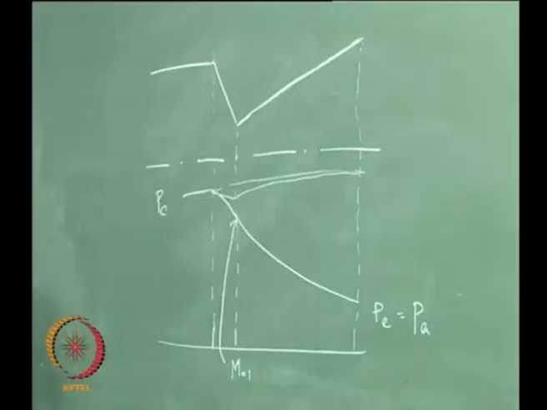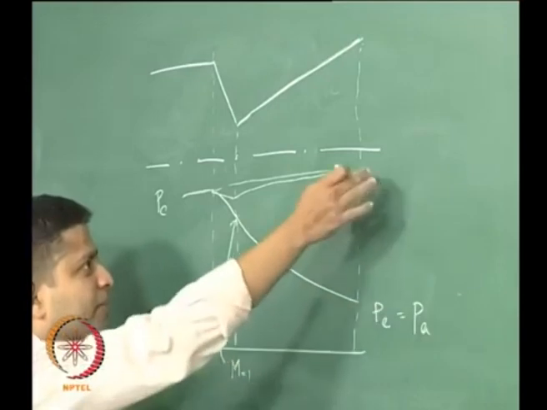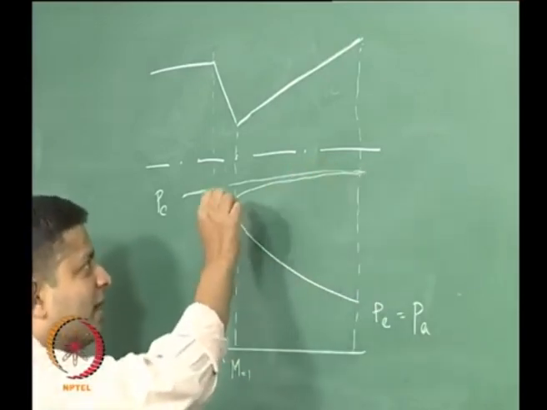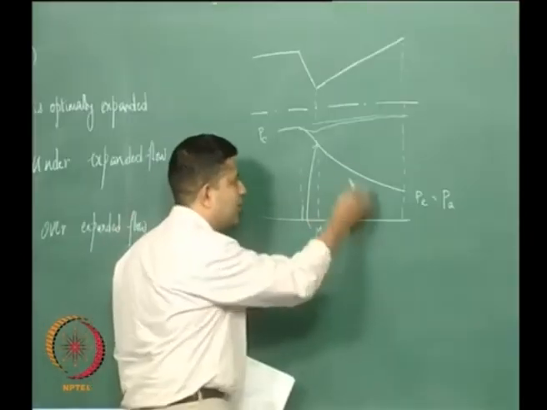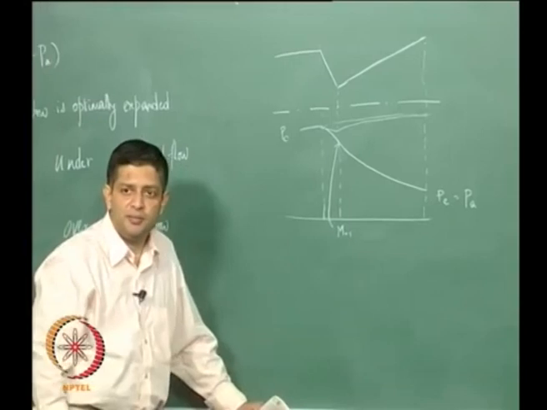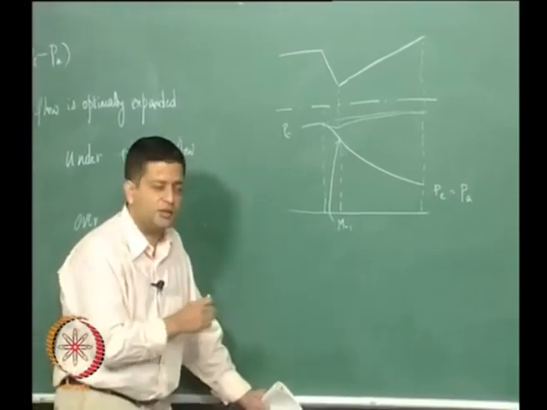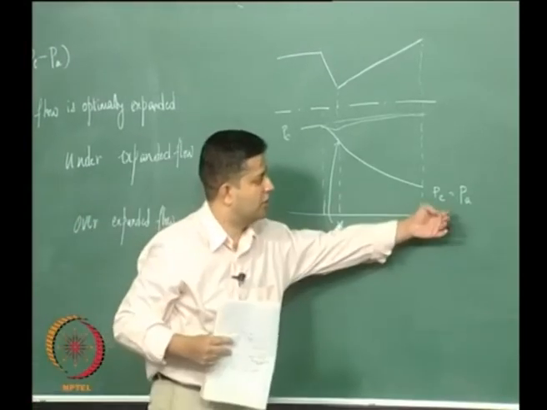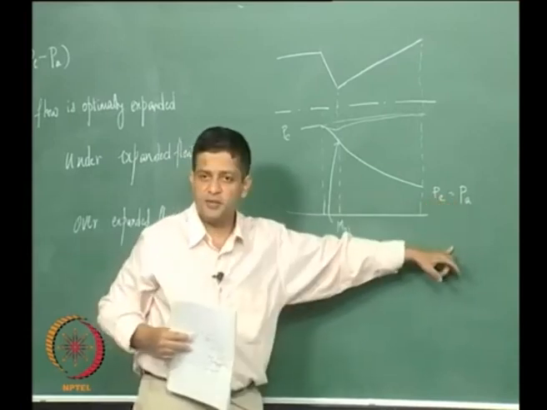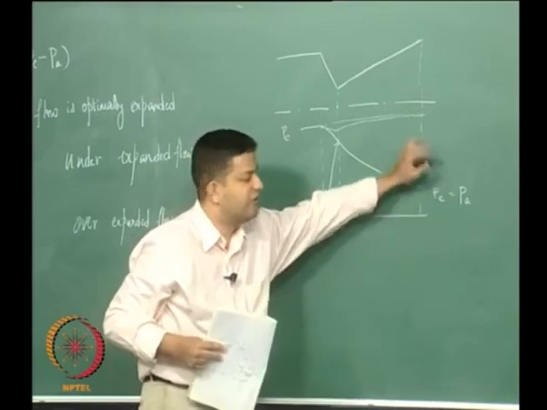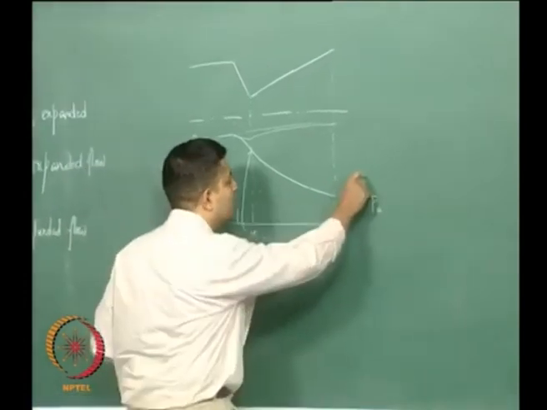Now there could be two solutions possible. When PA is there, after you have reduced the PA, if you increase it further, let us see what happens to the flow in the nozzle. Now we have gone to a case wherein PE is equal to PA and the flow is optimally expanded. Now let us say we increase the pressure in this direction.